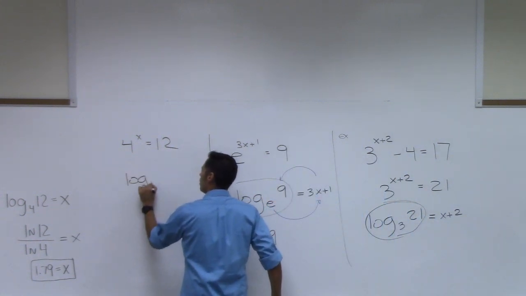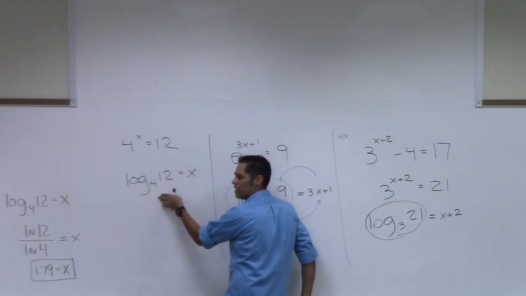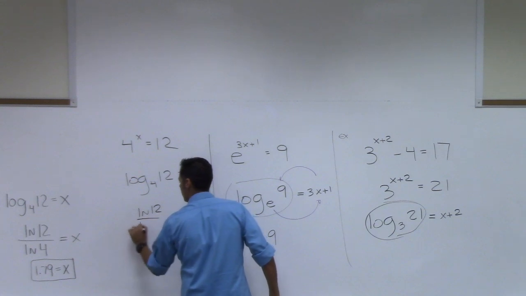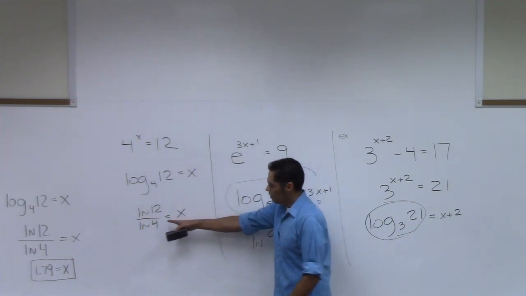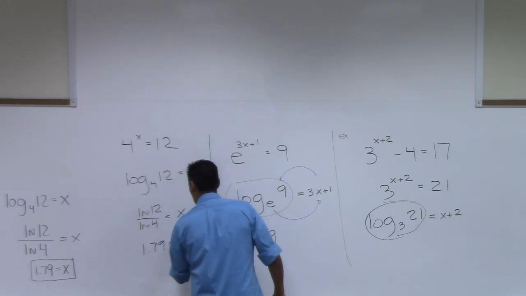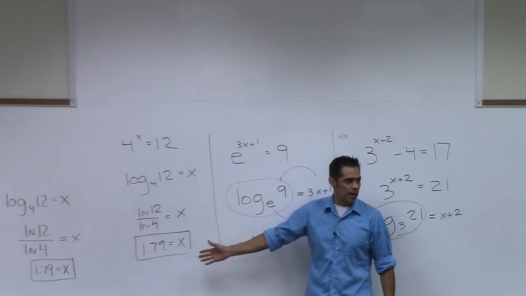Using the loop idea, 4 to the x is 12, we got that. And then we rewrote the left side as natural log 12 over natural log 4 using the change of base formula. We figured that out in our calculator, we get 1.79 equals x. So, weren't we trying to solve for x? We have solved for x.